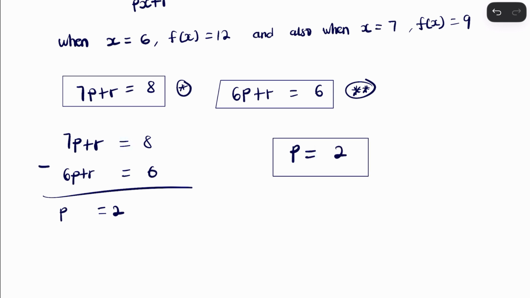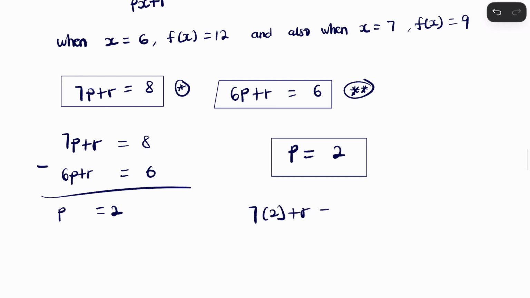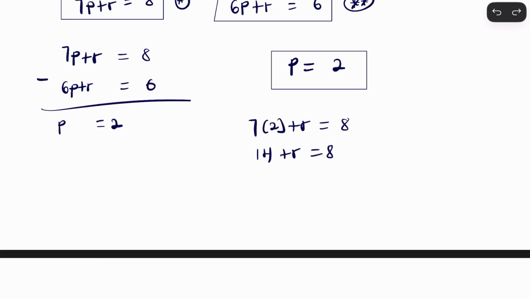So once we have the value of p, we can now substitute p into either equation star or equation double star in order to find the value for r. So now let's substitute p is equal to 2 into equation star. So we have 7p, of which p is equal to 2, plus r is equal to 8. That's going to give us 14 plus r is equal to 8. Thus r is equal to 8 minus 14. And so r is equal to minus 6. So we now have the values for p and r.